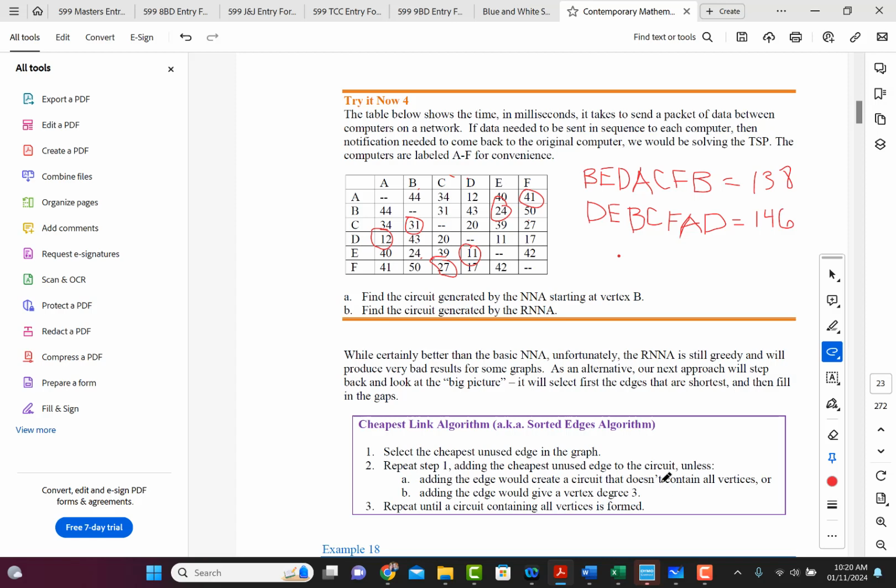Then we repeat step one, adding the cheapest unused edge to the circuit, unless A, adding the edge would create a circuit that doesn't contain all the vertices, or two, adding the edge would give a vertex of degree 3. If it does either one of those two things, we will not choose that edge, and we'll choose the next cheapest edge. And then 3, repeat until a circuit containing all vertices is formed. Okay, so let's look at example 18.